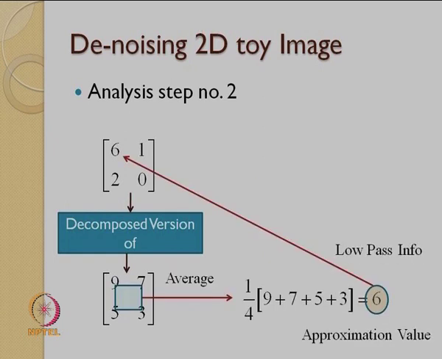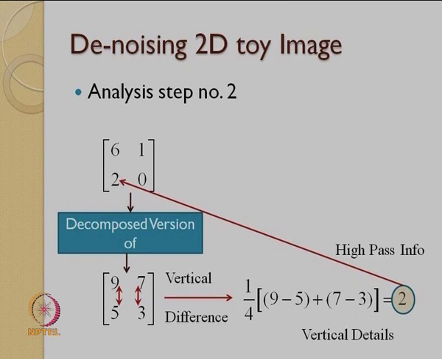Keeping this in mind, we can clearly sense that indeed 6 is equal to 1 upon 4 into 9 plus 7 plus 5 plus 3. So, this is the low pass element. I can very well think of 2 to be like this. And what does this indicate? 9 minus 5 and 7 minus 3. That essentially indicates we are talking about the average of the differences in rows.